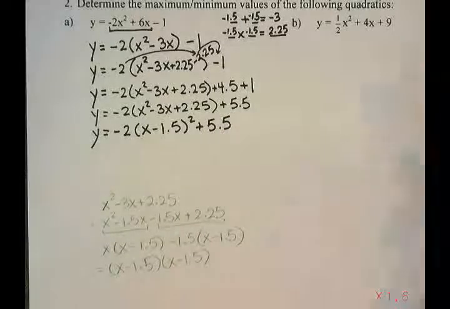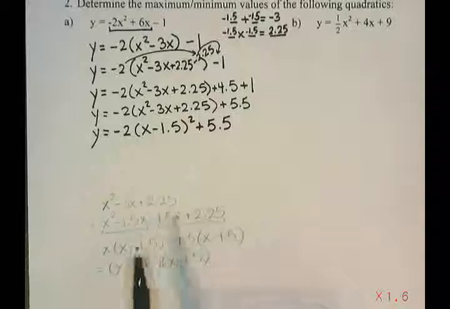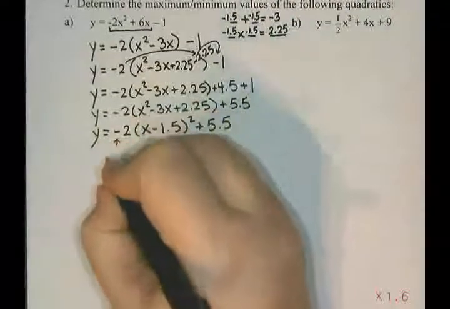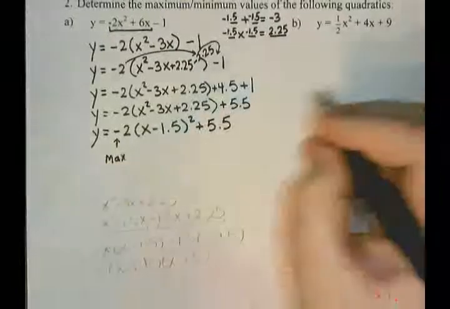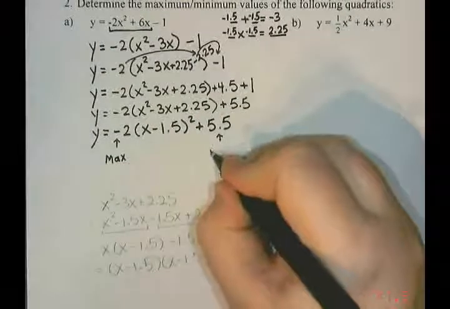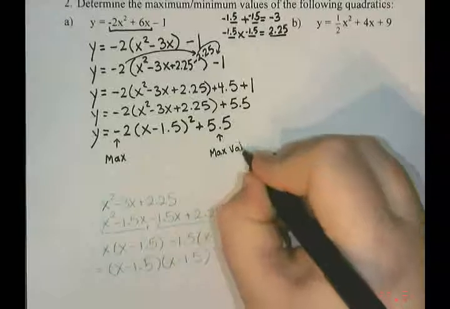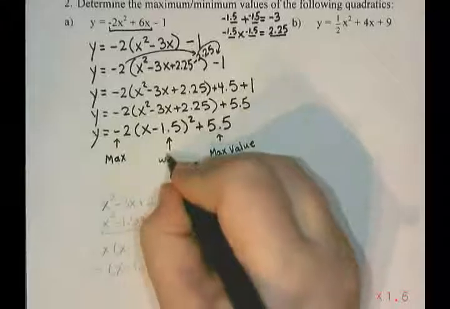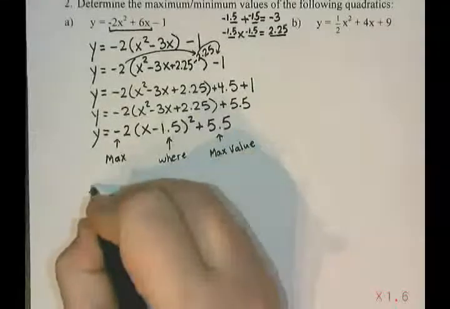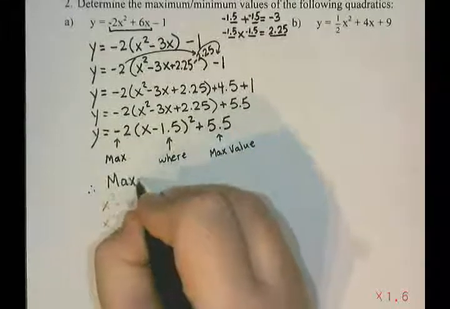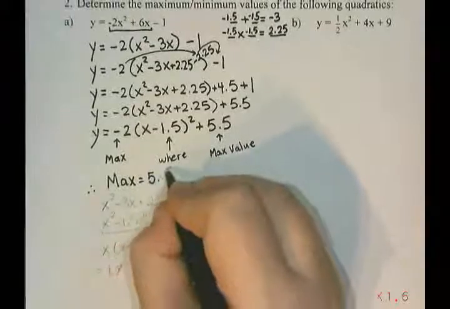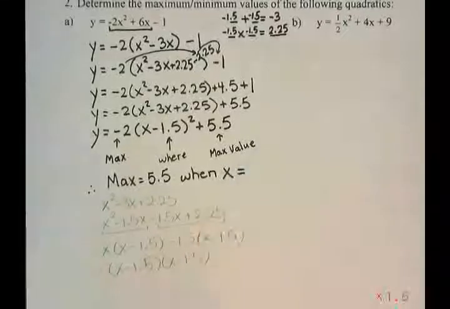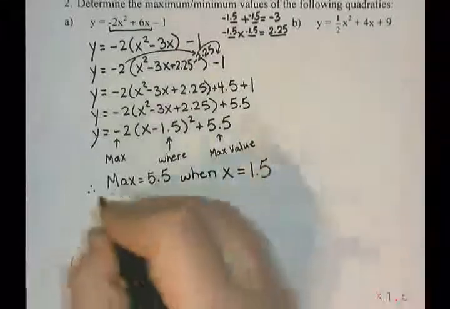So I could draw a sketch, but we're interested in max-min today. So I know that since it's negative, it's going to have a maximum. Okay, I know that the 5.5 will be the max value, and that this is going to be where it occurs. So therefore, the maximum is 5.5 when x equals not negative 1.5, but positive 1.5.